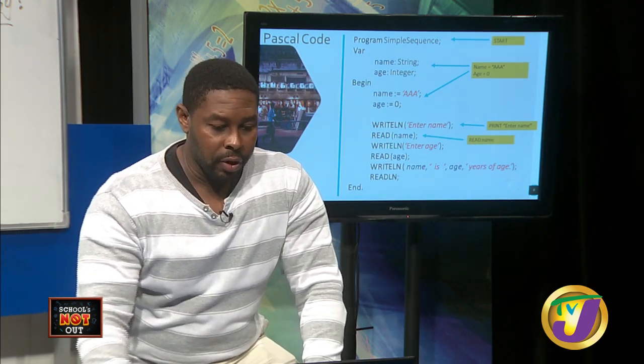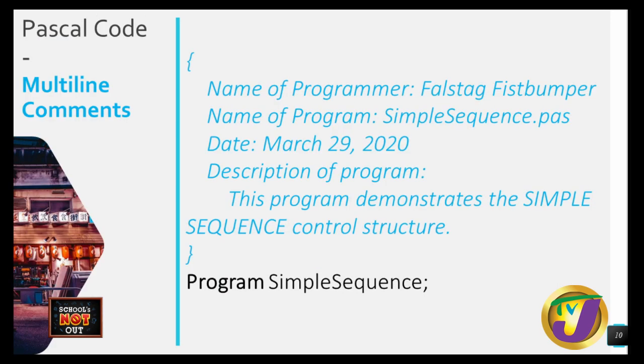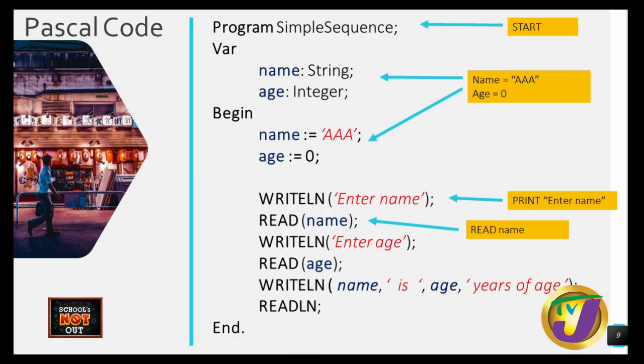And then we have read name, and this read name is straightforward, all right? We use the same thing in the pseudocode, and so we're using the same thing in the Pascal code, with the addition of the parentheses and the semicolon, all right? And it goes on from there, and that's simple sequence. Easy stuff, and let's push on.